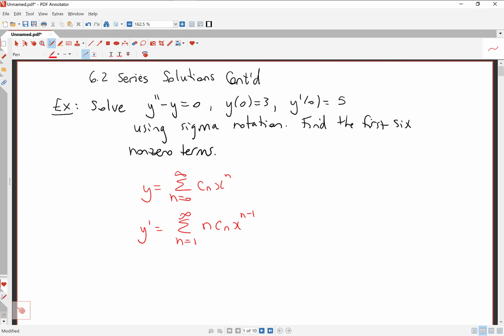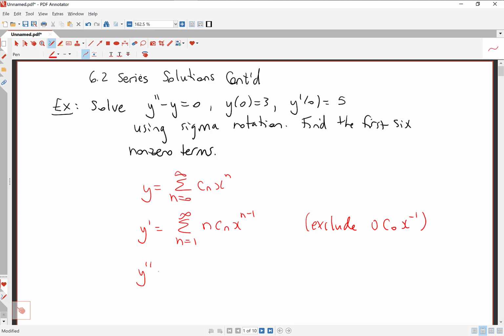The reason that we want to exclude that n equals 0 term is that it would have power x to the negative 1, and that's going to make some of our algebra a little bit more complicated. So let's exclude that term that would look like 0 c0 x to the negative 1.